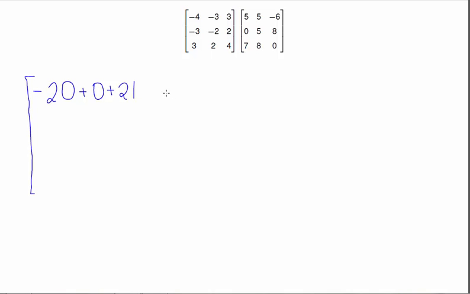Moving on to the first row, second column. -4 times 5 is -20. -3 times 5 is -15. And 3 times 8 is 24. First row, third column. -4 times 6 is 24. -3 times 8 is -24. And 3 times 0 is 0.